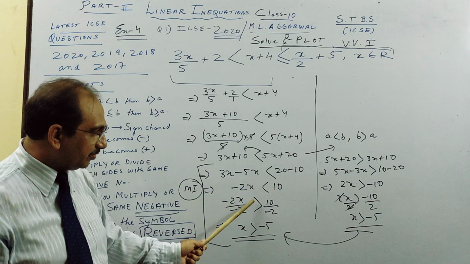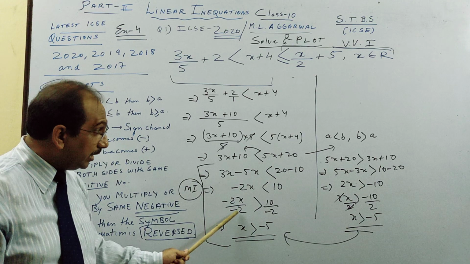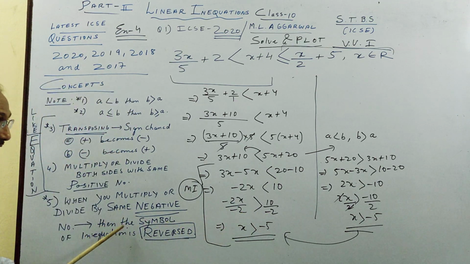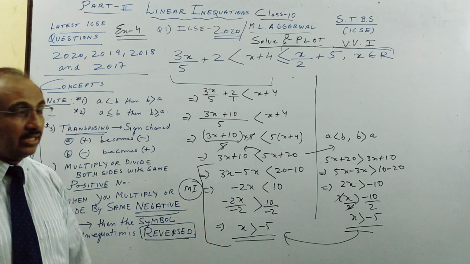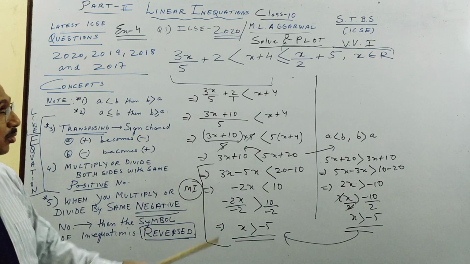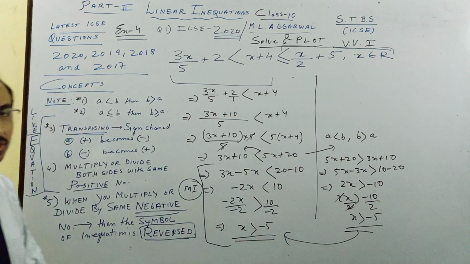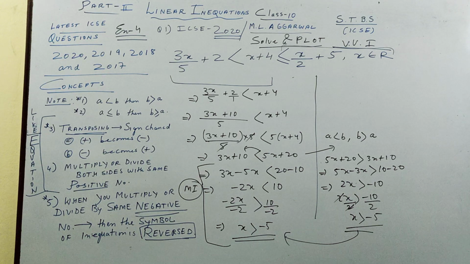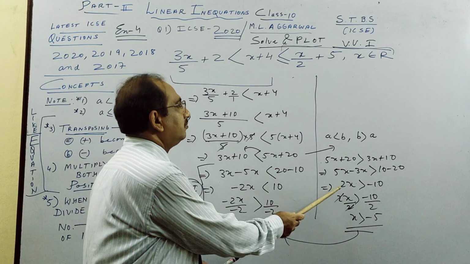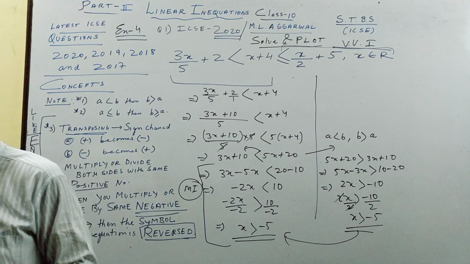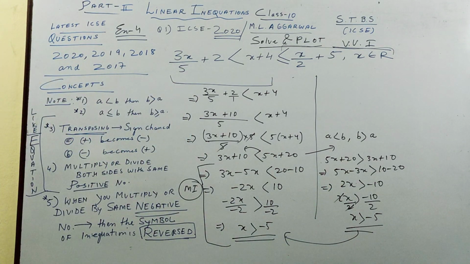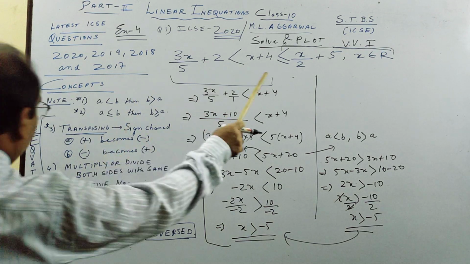We reverse the sign because we are dividing by minus or multiplying by minus, then the sign is reversed. So please pause the video and do it. I am left with the second part. So please pause the video and copy, because this is a very important thing. This part you copy first. Then I will go to the right side solving.